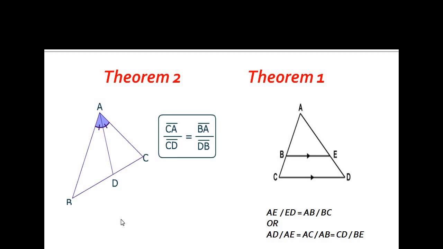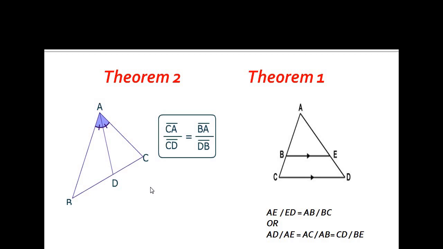Okay, let's now compare theorem 1 and theorem 2. Theorem 1, we took in the first lesson. We said in theorem 1 that if a line is parallel to one side of a triangle and this line intersects the other two sides, it divides the sides proportionally. So of course, to use theorem 1, we must see the parallelism here of the two parts. This side parallel to this side.